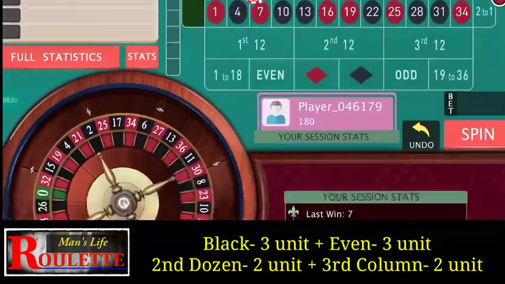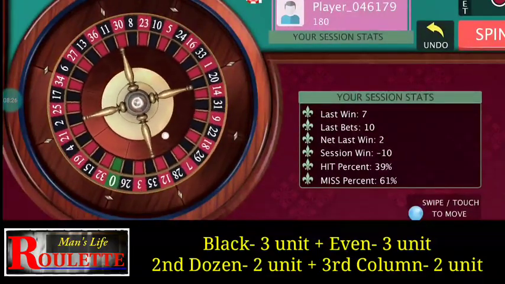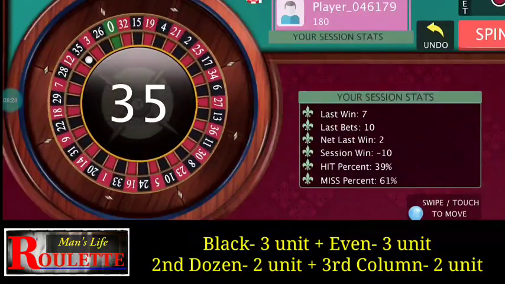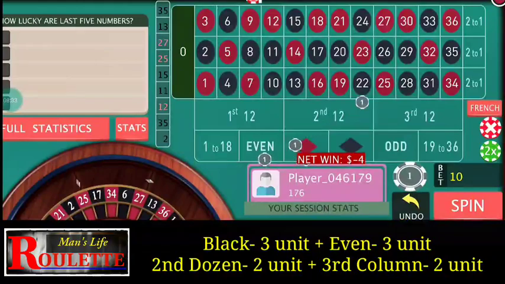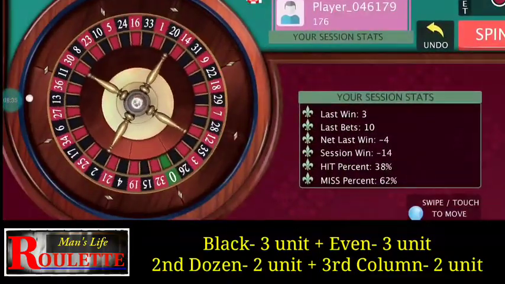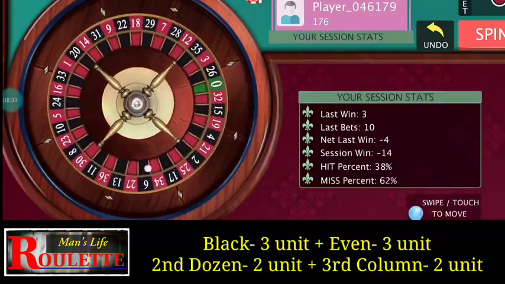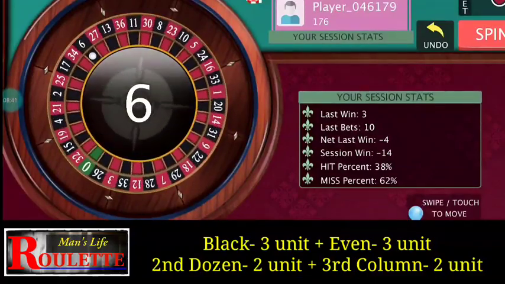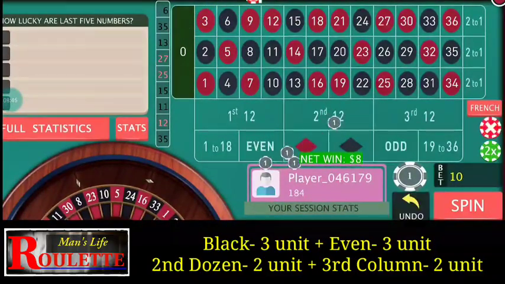So from every section of the table we are making some profit. We are making profits from some odd numbers, from some even numbers. Also we are making profit from the third dozen, even numbers, and also at the second column, second dozen. So our bets are distributed in such a way that we are making profit from every section of the table.